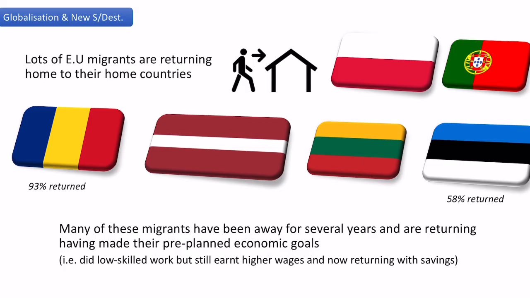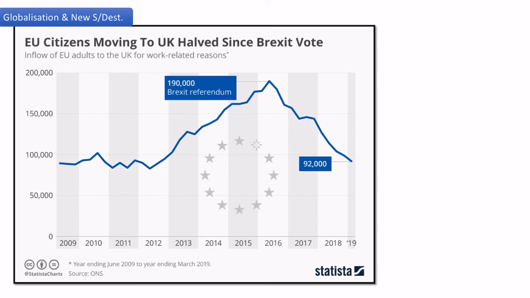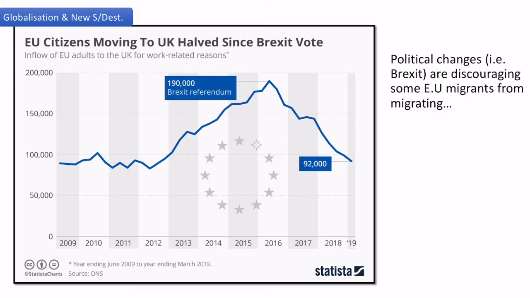Another example of why we might see more complexity in movement is political changes. For example, the UK had Brexit and left the EU, so that might discourage some EU migrants from migrating there. We can see on the graph here that after the Brexit referendum, the number of people moving to the UK for economic work-related reasons has almost halved.